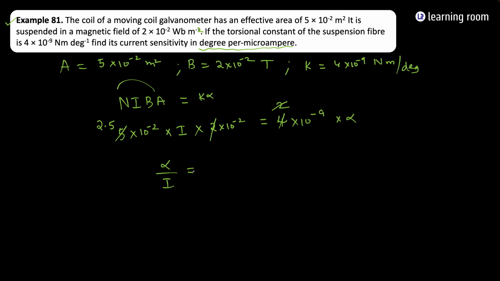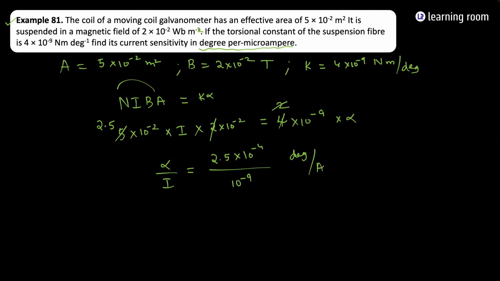So alpha by I, to bring the 10 power minus 9 this side, 2.5 into 10 power minus 4, the whole divided by 10 power minus 9. Am I clear till this point? But actually, if you look at the unit of this, it is going to be per ampere. So to make this microampere, you need to borrow 10 power minus 6 from this. So if you take out 10 power minus 6 from 10 power minus 9, 10 power minus 3 is left out.